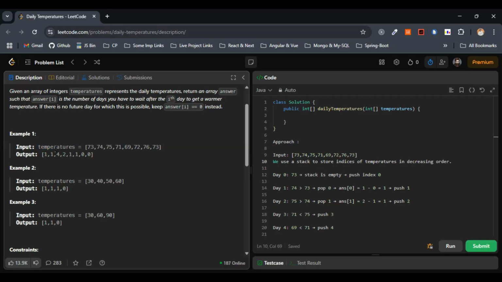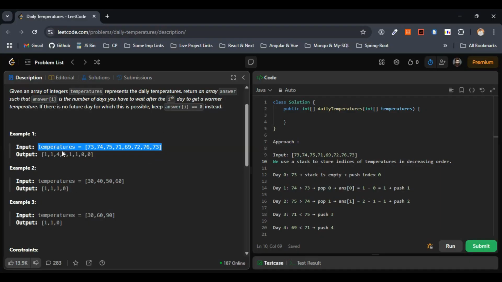So we have to return the array answer such that answer of i is the number of days after day i to get a warmer temperature. Again, given an array temperatures, we have to return the array answer such that answer of i is the number of days after day i to get a warmer temperature. If there is no future day with a warmer temperature, we set answer of i equals 0.